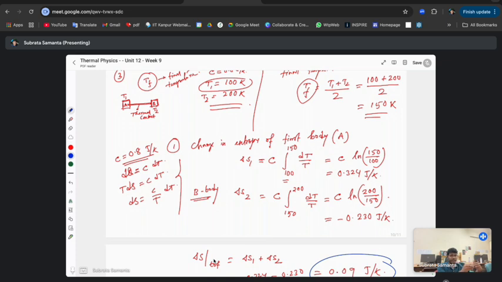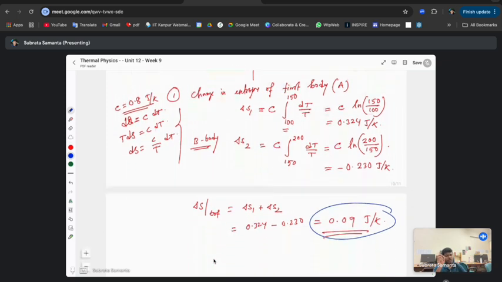The second body's temperature is changing from a higher value to a lower value, so that's why the change in entropy is negative for the second body. But for the first body, the temperature is changing from a lower value to a higher value, so the change in entropy is positive. So when you add these, the total change in entropy becomes very small, 0.09 joule per Kelvin. Any question?